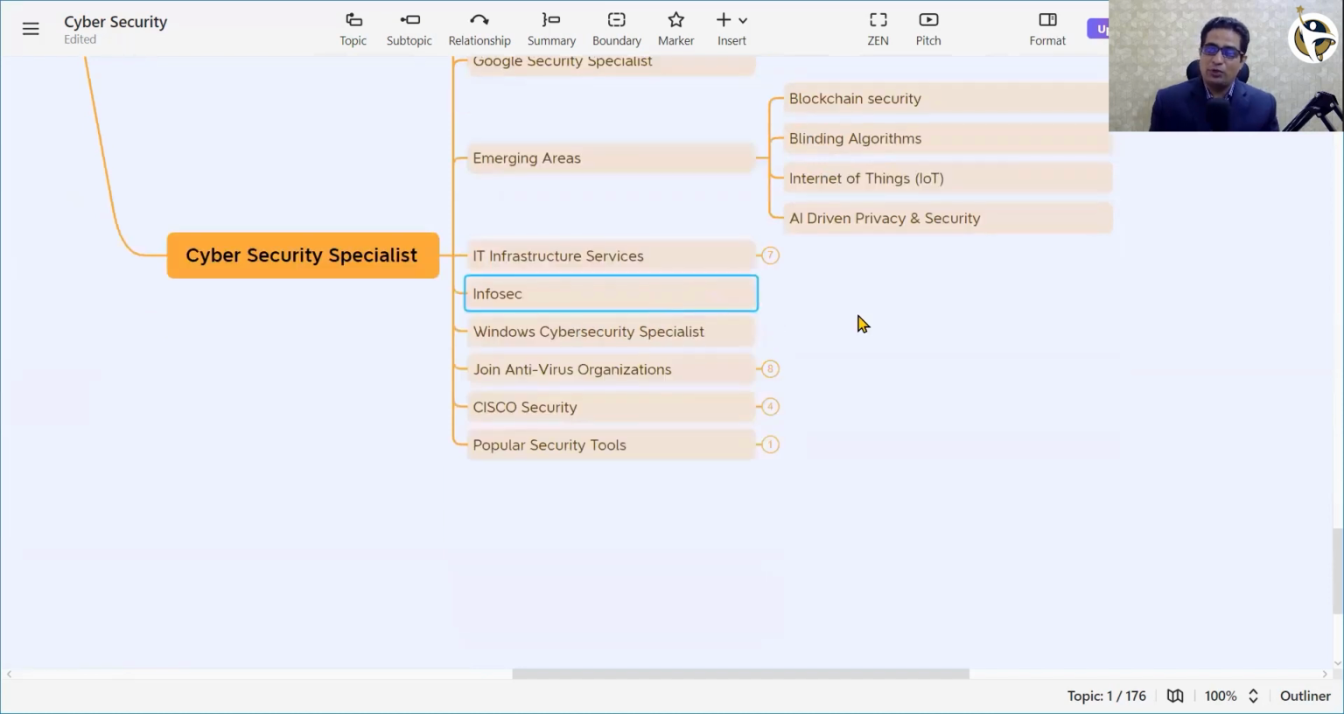There is a very popular tool when it comes to cybersecurity and implementation of enterprise level security, that is InfoSec. So you can explore and learn more about InfoSec. Then apart from that, we have Windows Cybersecurity Specialist. If you are working on the Windows platform, the Windows operating system, and managing various applications on the Windows platform, that's where we have a dedicated cybersecurity specialist known as Windows Cybersecurity Specialist.